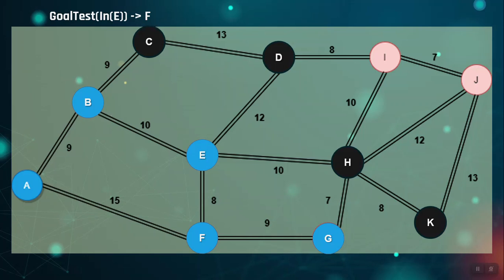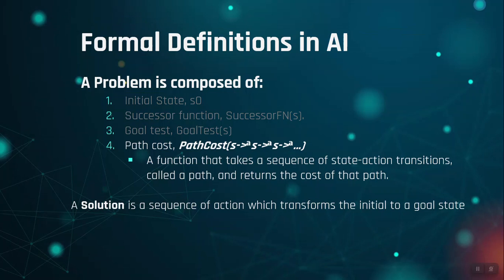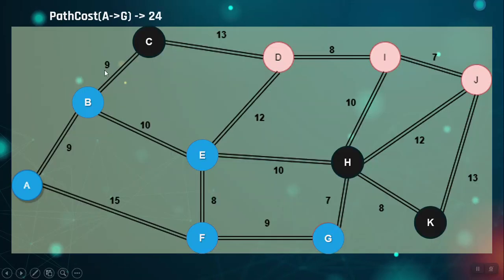Okay. And then lastly, we will determine the path cost, like the successor function and the goal test. Path cost is also a function. It receives an input, sequences of state, action, transition, returning the cost of that sequence. So this is very useful if we want our agent to return the best solution. Okay, so we're computing the path cost. So this path cost here could represent the distance between each node from one node to another, or the time it takes to travel from one node to another.